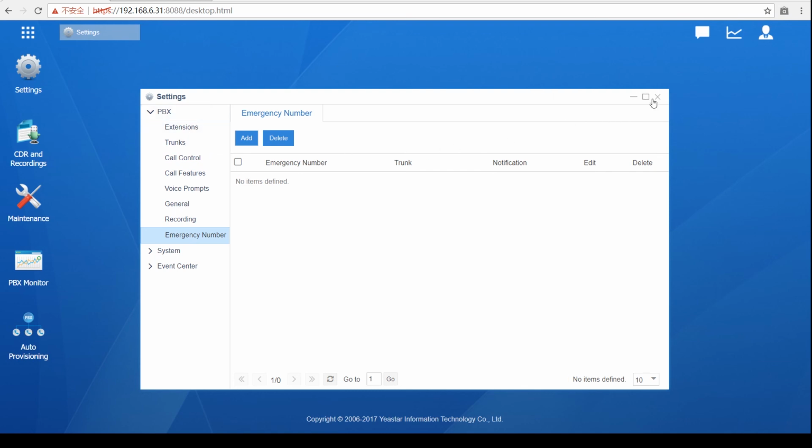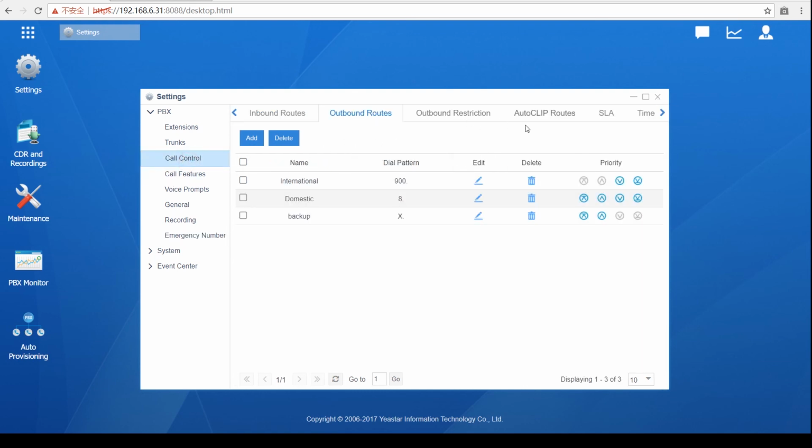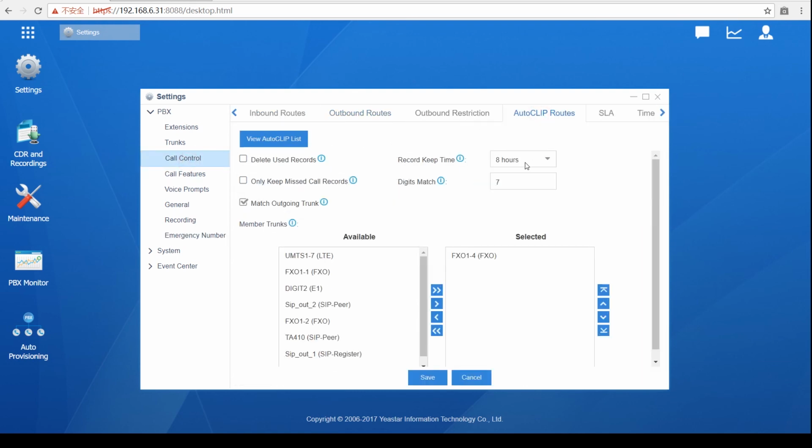Okay, and another thing I want to talk about is autoclip. Autoclip is actually something quite original, and we're a little proud of this little feature. So I want to first take a few minutes to explain what autoclip is.